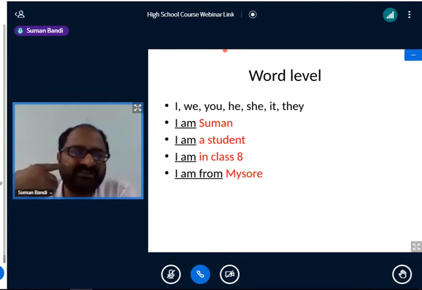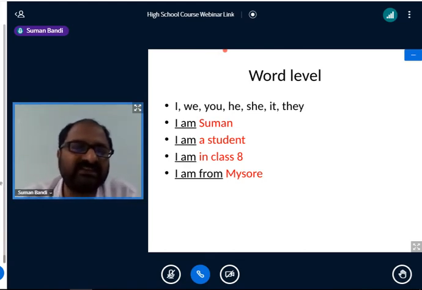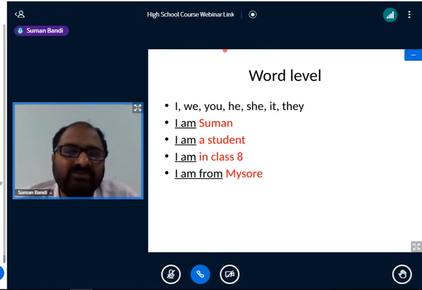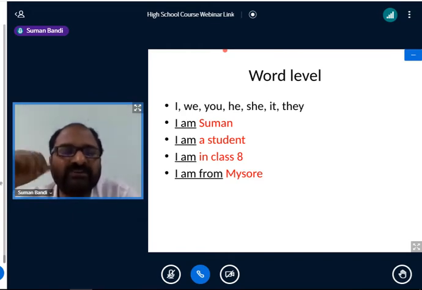So let one student say, for example, this is my class. Let me imagine that this is my class. Geeta will stand up and say, I am Geeta, I am a student, I am in class 8. Now I will ask other students in the class to stand up and talk about Geeta. I'll tell them, when you are talking about others, you should use he or she, and the verb changes to is. So now your target sentences are he is, she is. They will have to talk about Geeta. So they will say, she is Geeta, she is a student, she is in class 8. Now students are talking about she, which is third person singular.